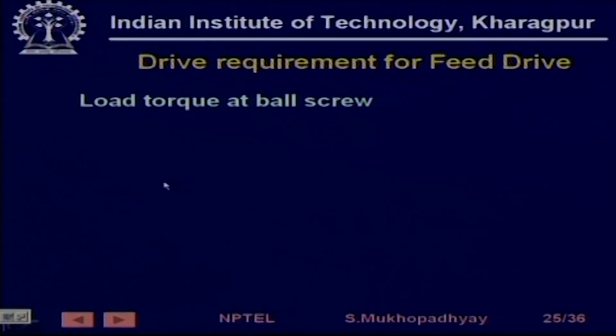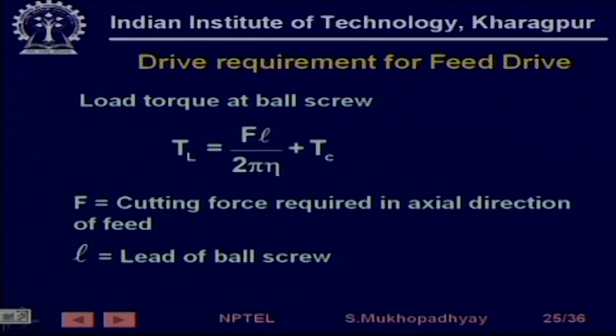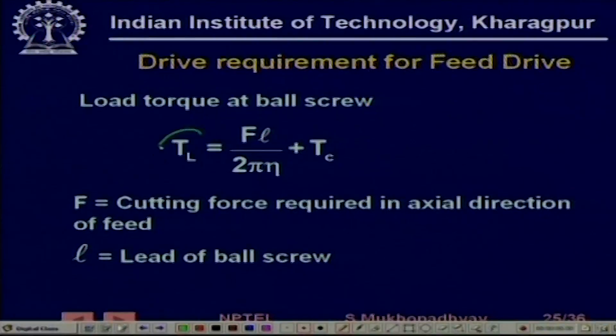Now we will take a look at the drive requirements for these machines. We have two kinds of drives. One drive is a feed drive. If you see the load on the drive, then the load is given by an expression like this, where the load torque, TL, is the torque due to the cutting force, which, in the case of turning, is occurring at the tip.